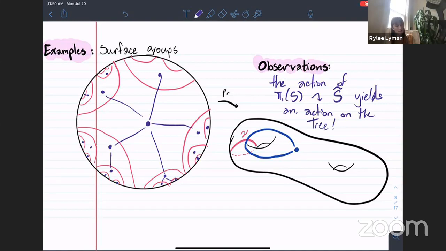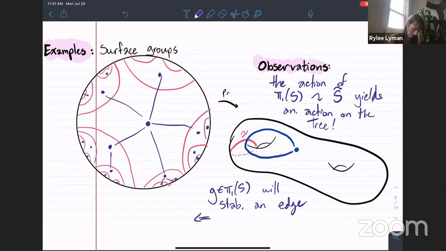Just because the red lines in the universal cover were exactly the lifts of the curve downstairs. So the action of the fundamental group will send lines to lines, and therefore it'll send complements of lines to complements of lines. And so you can get an action on the tree that way. I guess an element of the fundamental group will stabilize an edge if and only if it preserves the corresponding lift of the red curve in the universal cover. So it preserves a lift of gamma.